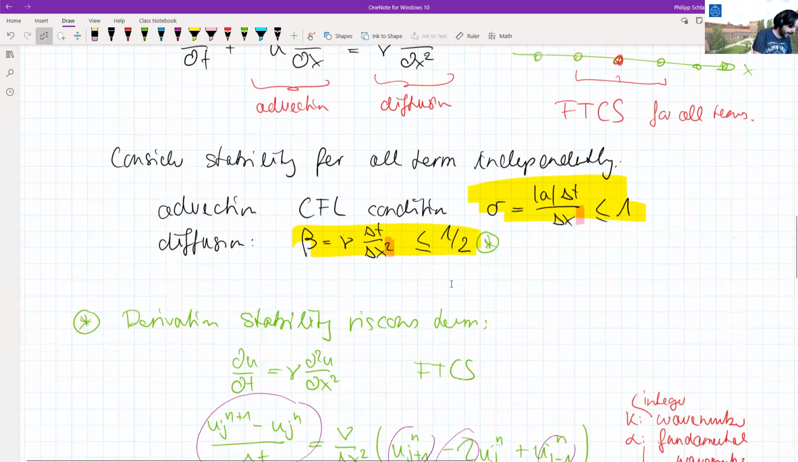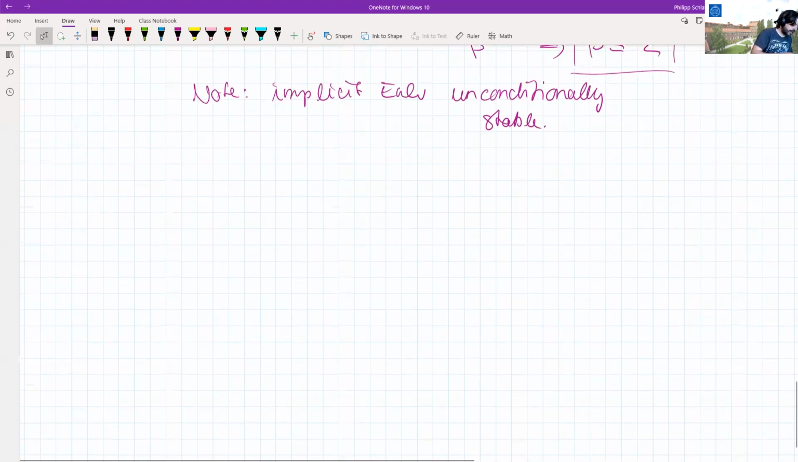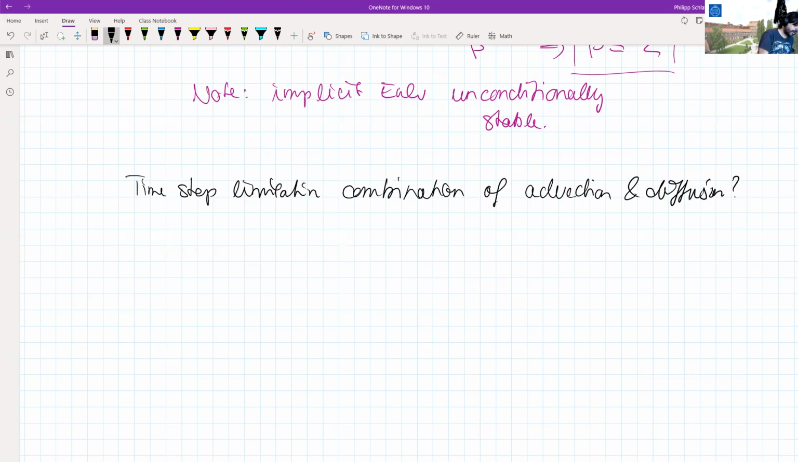Okay, but now we have shown that if we just consider the two types, advection and diffusion, independently, we have either a CFL condition or we have this beta condition. Now, what I would like to do after the break is to discuss briefly what is actually the correct time step limitation for the combination of the viscous or diffusion term and advection.